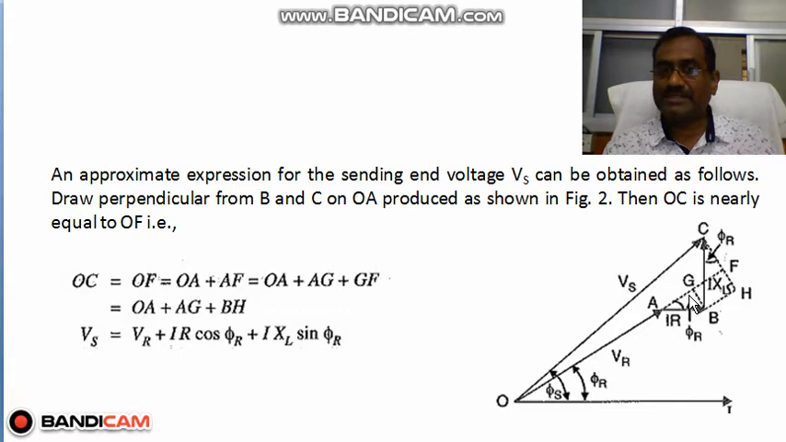Okay. Next, what is GF? GF is taken equal to, it's same as that of BH. So from this triangle, what is BH? This is IXL into sin phi r. This is your BH. So therefore Vs can be written as VR plus I into R cos phi r plus I into XL sin phi r. This is an approximate expression for the sending end voltage.